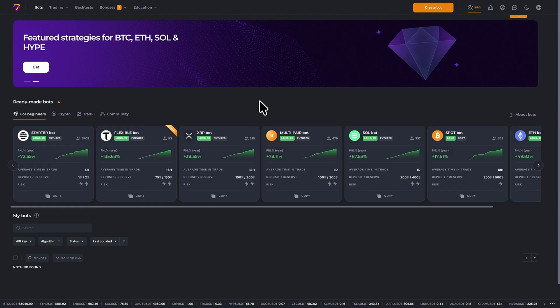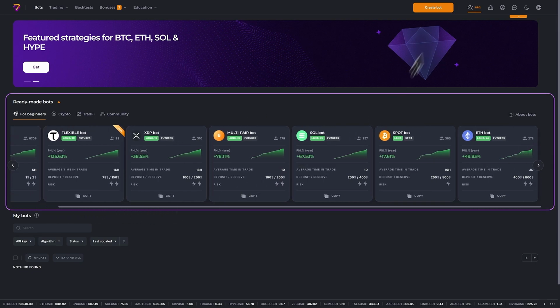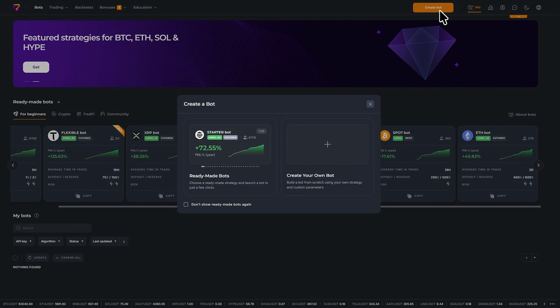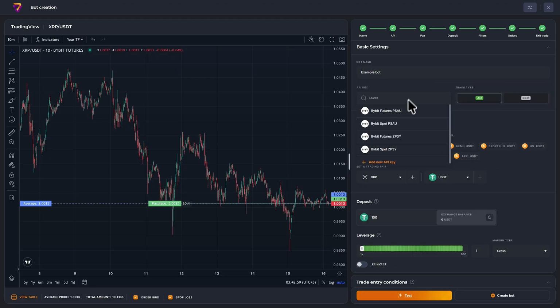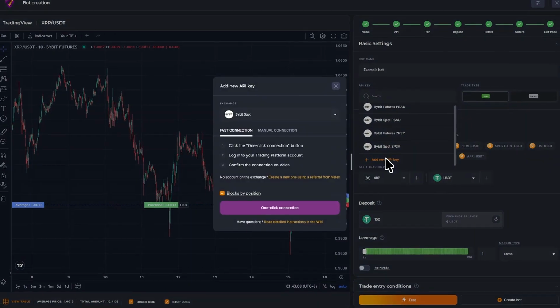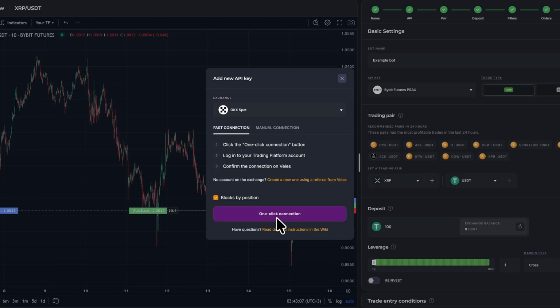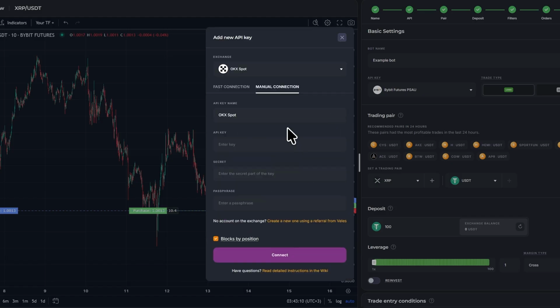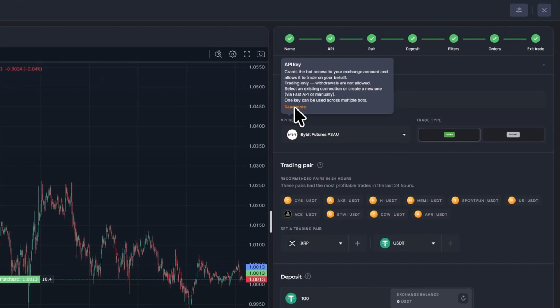Before testing the bot, we first need to set it up properly. You can grab ready-made bot templates from the showcase or configure them yourself. We created one manually and named it Example Bot. Here, you connect your exchange via an API key. We do this in a couple of clicks, but there's also an option for manual connection. You can read more about this by hovering over the API key button and clicking the link in the instructions.